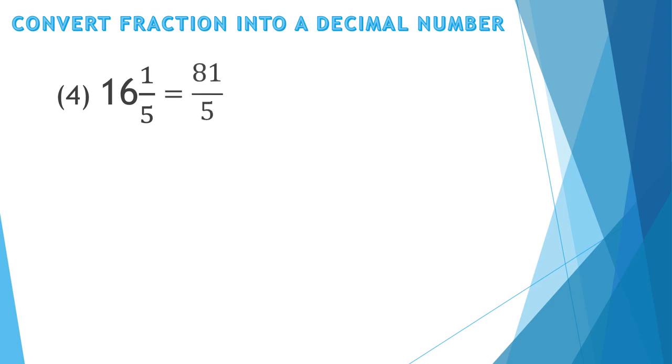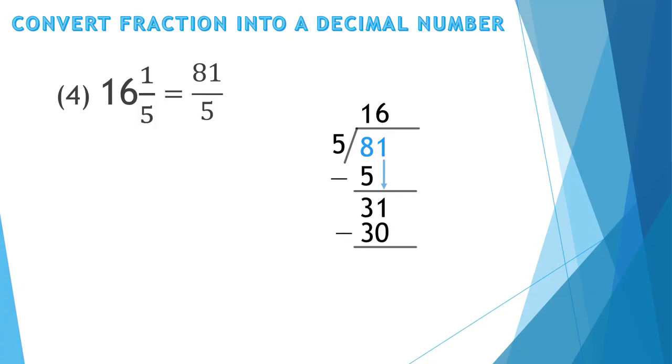Now divide 81 by 5. How many times? One time, because 5 ones are 5. So write 1 in the quotient above the line and subtract 8 minus 5. We get 3 as remainder. Now bring down the next digit 1 and divide 31 by 5. How many times? 6 times, because 5 6s are 30. So write 6 in the quotient above the line and subtract 31 minus 30. We get 1 as remainder.